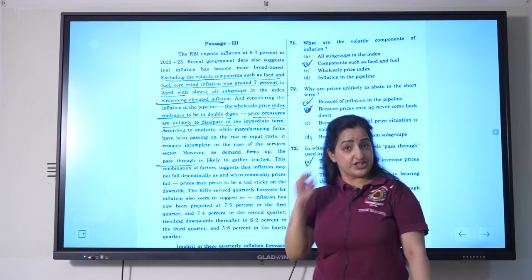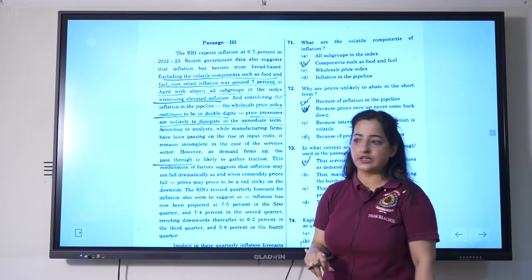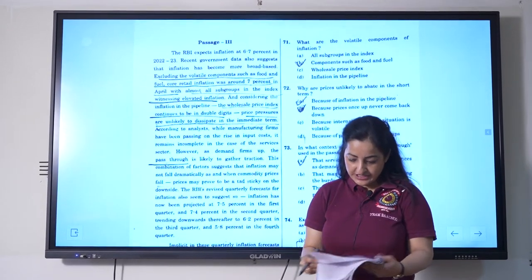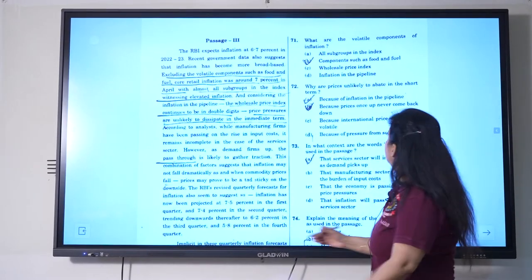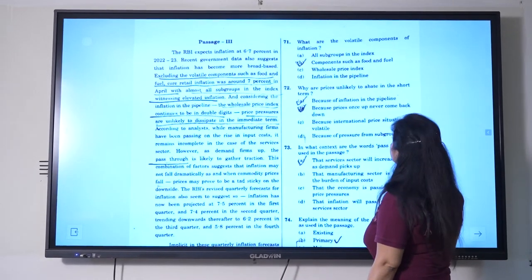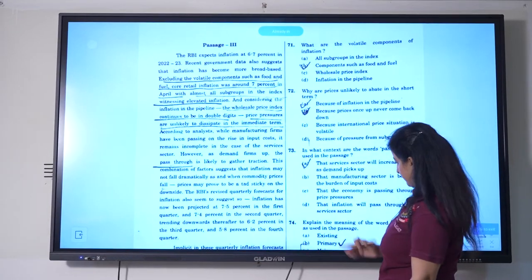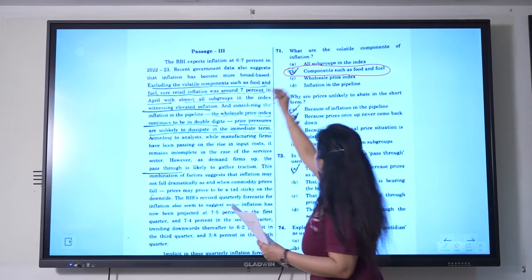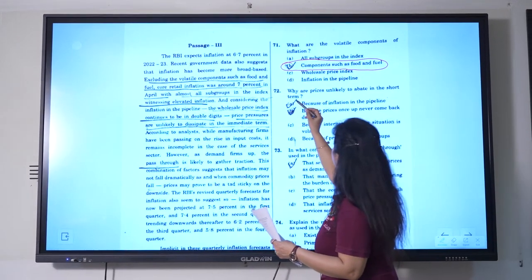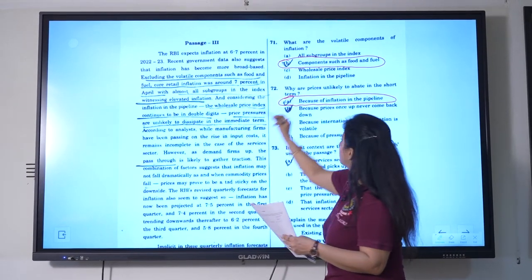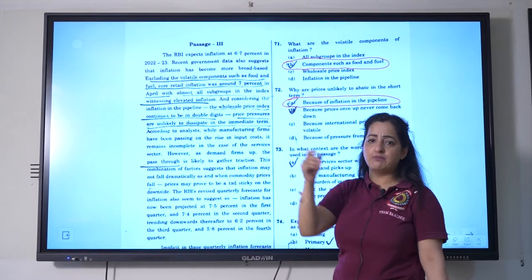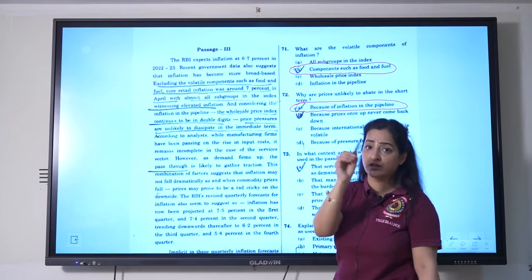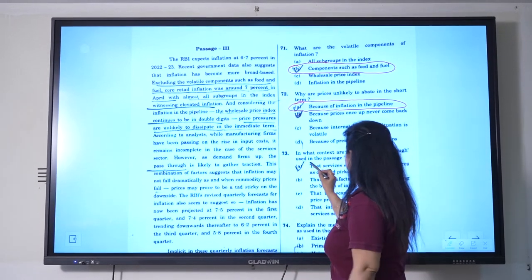Inflation, again a passage on inflation. Inflation has really been a trending topic on the news channels for the last 6 months. A global recession is predicted, no? Okay. Question number 71, and I can mark the answers for you then. 71, bravo. Components such as food and fuel. 72, alpha. Do not get confused with multiple markings. The correct answers are only the ones which I am encircling or tick marking in the red pen. 73, alpha.